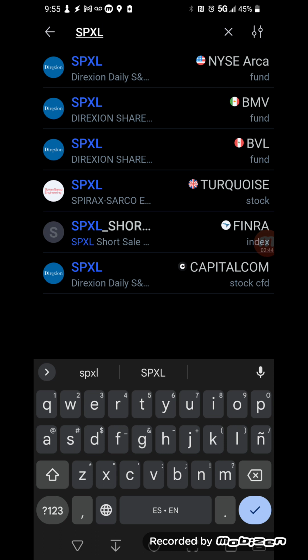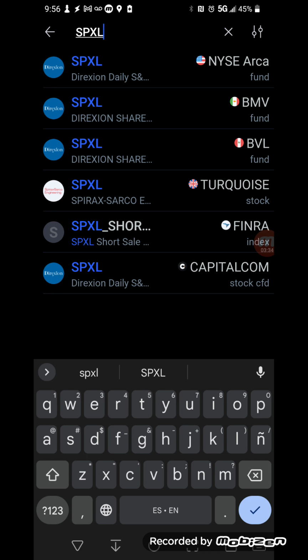You see, there's a bunch of them for different countries. The one I'm using is the US. Oh, it's the New York NYSE Arca fund, the S&P. If you want to learn more about what this S&P SPX is, you can search it and read a lot about it. There is plenty of data available on the internet. All I'm gonna say is that I'm not giving advice. I'm just showing how this app works.